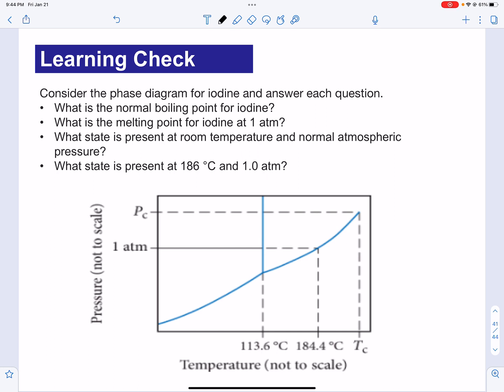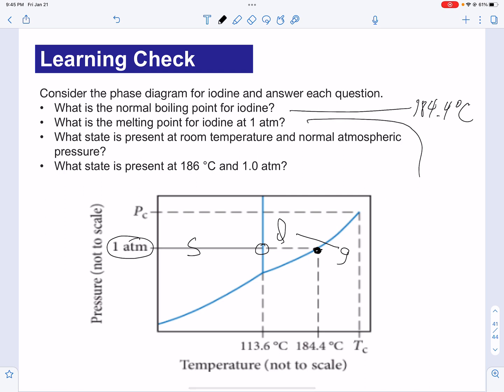So another problem: consider the phase diagram for iodine and answer each question. What is the normal boiling point for iodine? Well, 1 atmosphere is normal. This here is solid to liquid, so that's not the boiling point, but liquid to gas, that's the boiling point. So the normal boiling point is going to be 184.4 degrees Celsius.